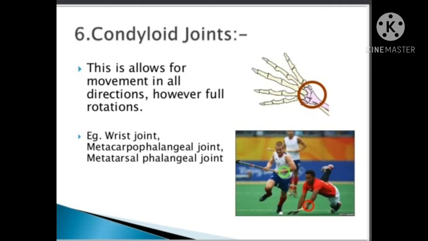The next joint is condyloid joint. This joint allows for movement in all directions, however, not full rotation. For example, wrist joint. You can move your wrist in all directions. Metacarpophalangeal joint between the fingers, and metatarsophalangeal joint between the toes.